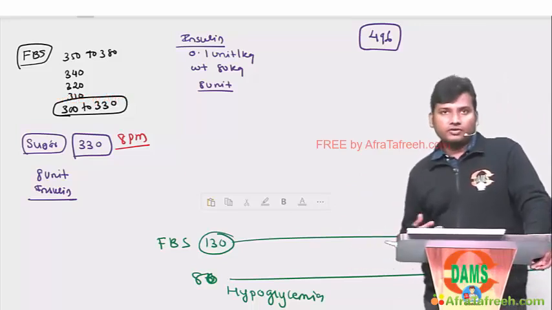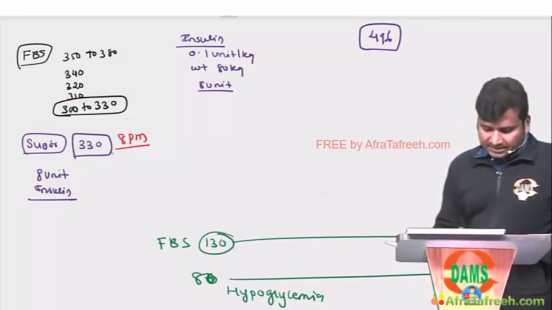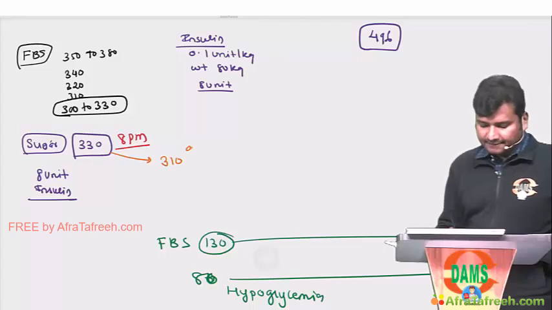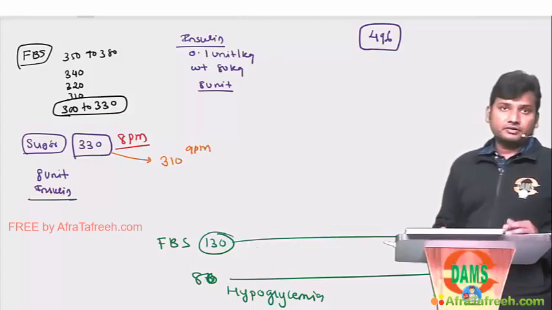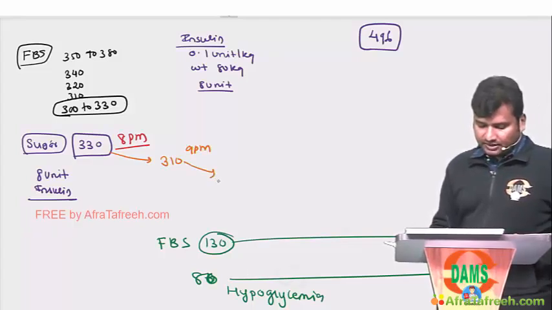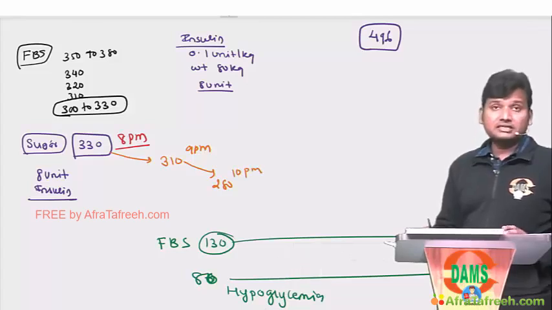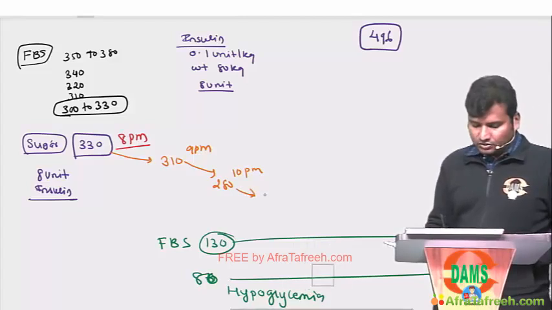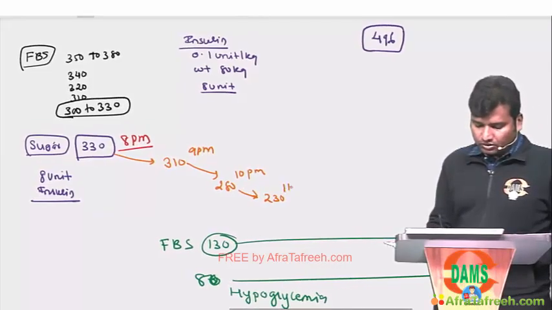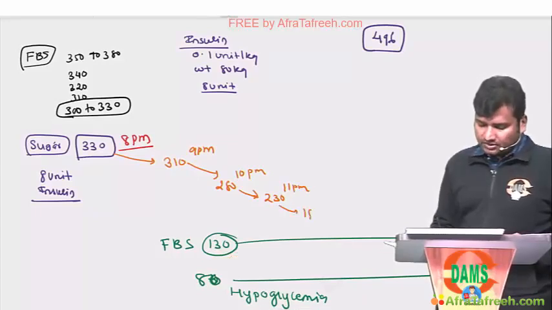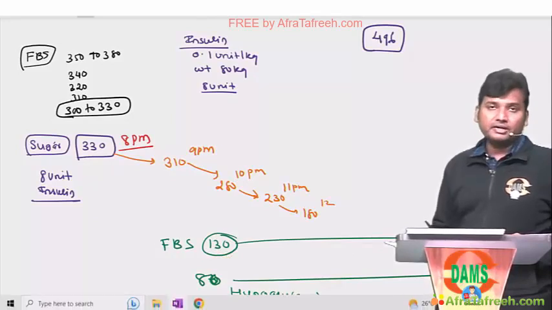After 1 hour, at 9 p.m., sugar level decreases to 310. Again we check the sugar at 10 p.m. At 10 p.m., sugar level decreases to 280. So sugar level is decreasing, the patient is responding. At 11 p.m., sugar goes down to 230. At around 12, sugar becomes 180 in the midnight.